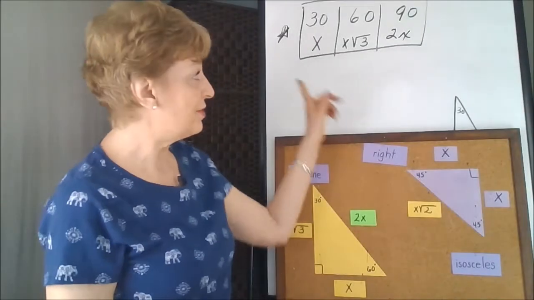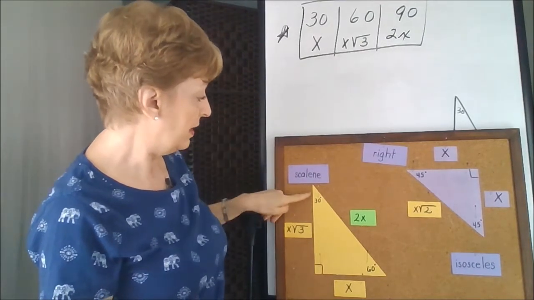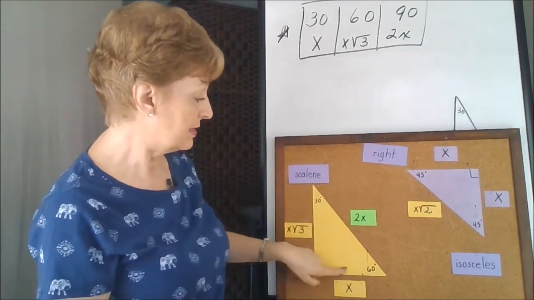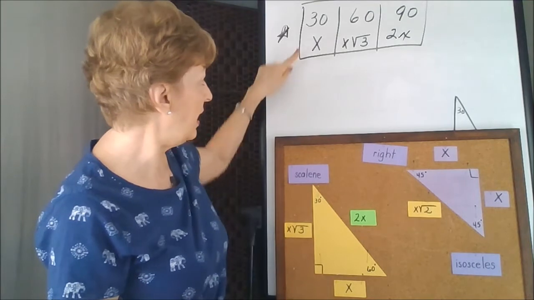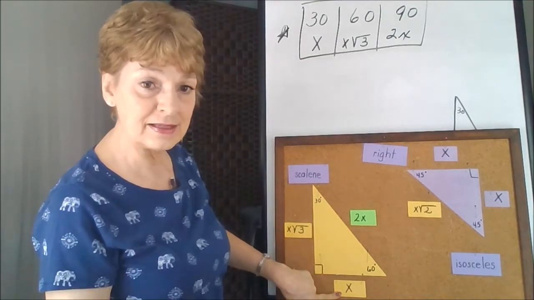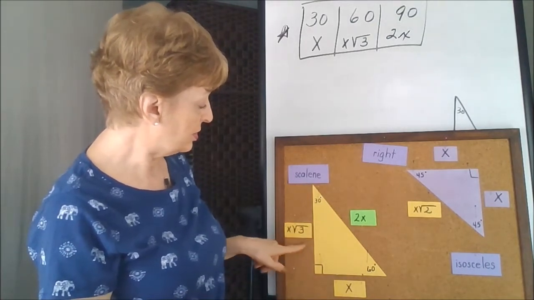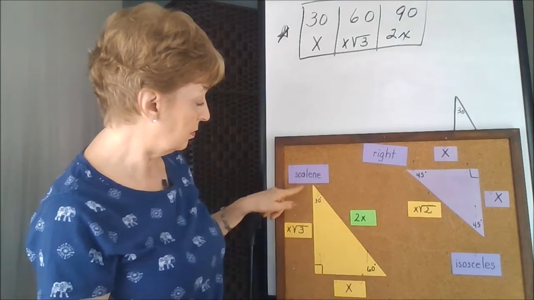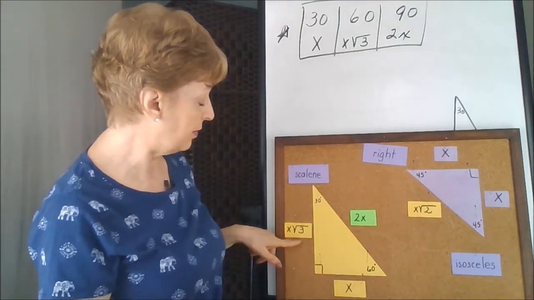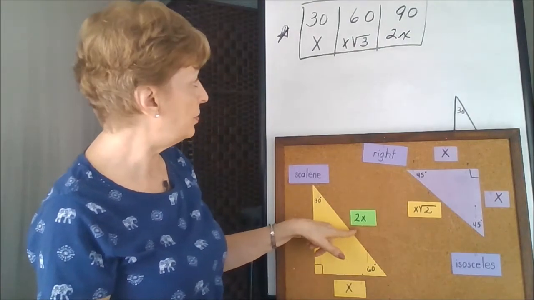Segueing into our 30, 60, 90 triangle, I've taken our values from the sides that correspond with the angles. 30 corresponds with our x value. Our 60-degree angle corresponds to a length of the side of x radical 3. And across from our 90-degree angle, we have 2x.